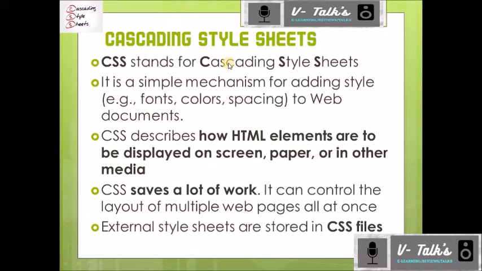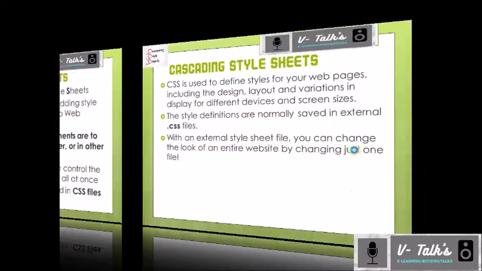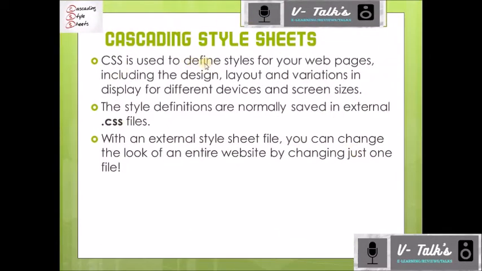Okay, so that's CSS, cascading style sheets. Usually cascading style sheets save a lot of work, because they can control the layout of multiple web pages all at once. It's only one time creation. You can link it to any web pages. Okay, that's the main thing. So CSS is used to define styles for your web pages, including the design, layout, and variations in display for different devices and screen sizes. For example, the mobile screen size is different, the laptop screen size is different, the tablet screen size is different. So according to that you can change the CSS.